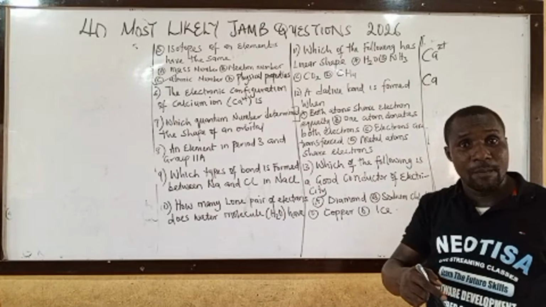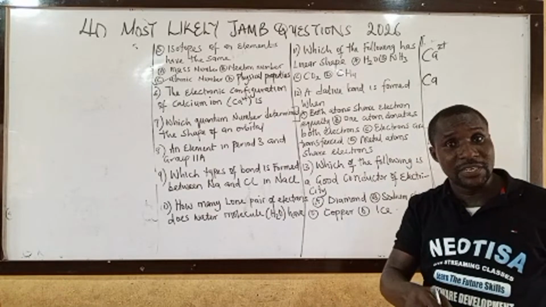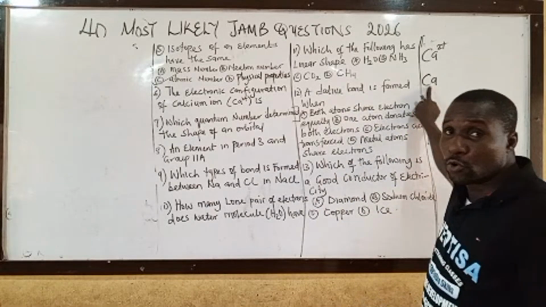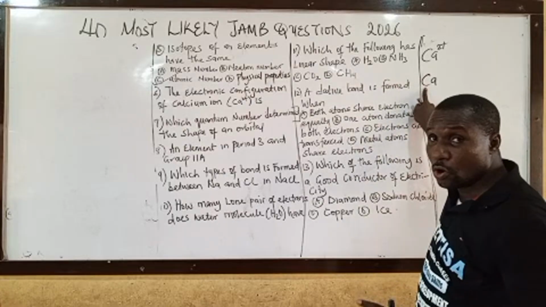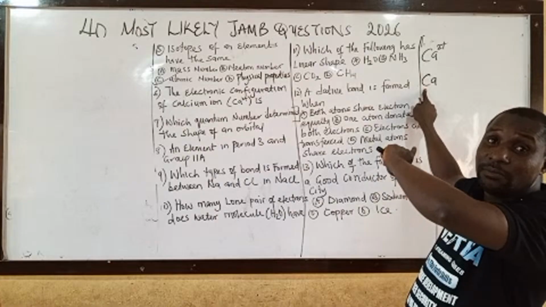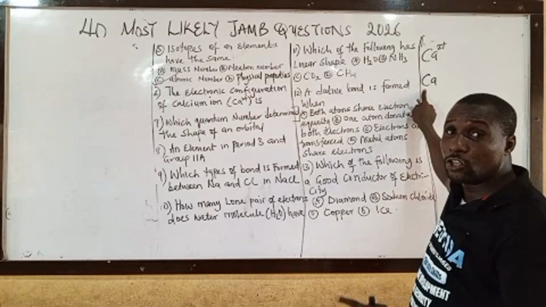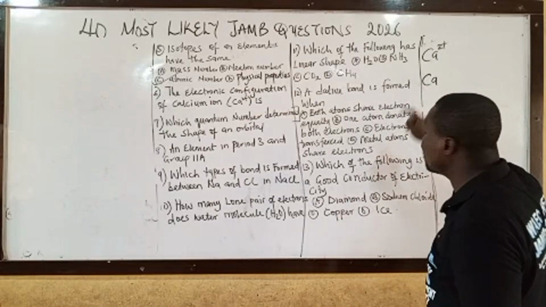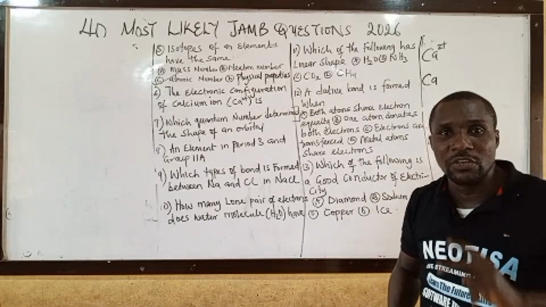Then the electron number of an atom is the same thing as the proton number of the atom. Calcium atom, atomic number 20. That is proton number 20. Because it is an atom, the electron number is the same as the proton number. Electron number is also what? 20.